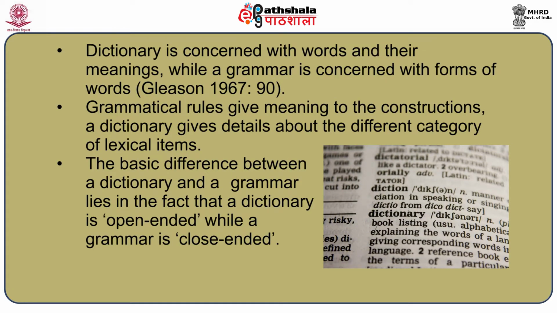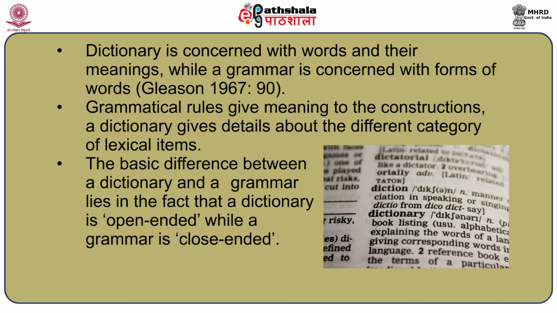As a matter of fact, there is no strict line dividing the two, since a dictionary is concerned with words and their meanings, while a grammar is concerned with forms of words. While a grammatical rule gives meanings to the constructions, a dictionary gives details about the different grammatical categories of lexical items, along with their meanings and usages.